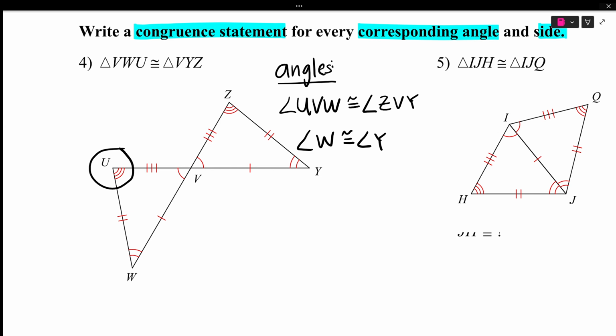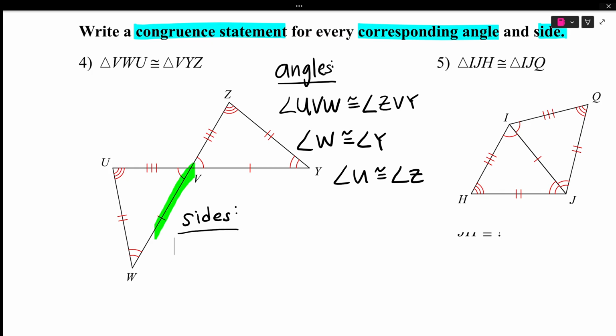And then the last one is U and Z. Okay, so angle U is congruent to angle Z. So I got all 3 angles. Now we're going to do the 3 sides. So I see this side right here, VW, has 1 mark. And then the other side, VY, has 1 mark right there. So again, those are my 2 congruent parts. VW is congruent to VY.